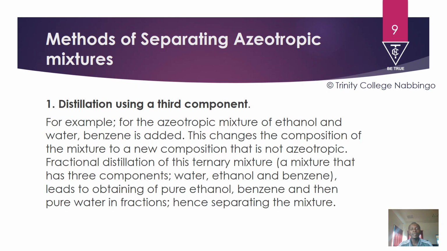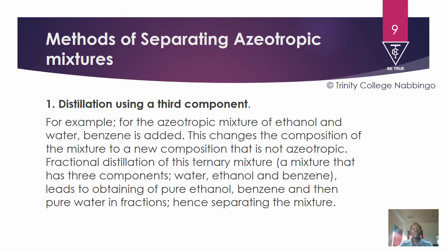Since we are having three components, we shall have a mixture which we call a ternary mixture. This ternary mixture has three components: benzene, water, and ethanol. I want you to note that the composition will not be the same. Since the composition will change, it will no longer be the composition of the azeotropic mixture. And since the composition is not that of the azeotropic mixture, that means we have already done away with the azeotropic mixture. What we do is distill this ternary mixture of benzene, ethanol, and water. Then, depending on their differences in boiling points, we shall obtain them pure in fractions, one by one.